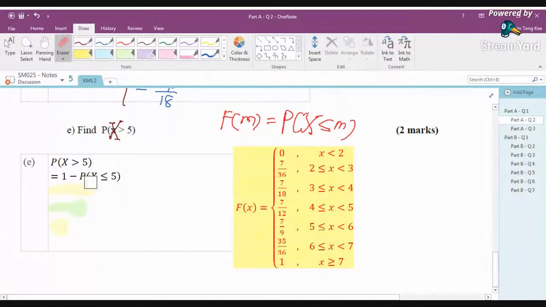Then from here we see we have P of X less than or equal to 5, which is 1 minus F5. And in this calculation, F5 happens to refer to 7 over 9. So 1 minus 7 over 9, we have 2 over 9 as our answer. So this is how we get the solution for the next question.